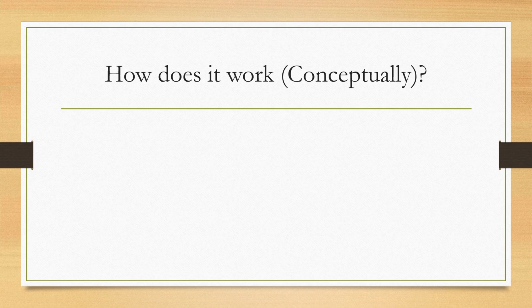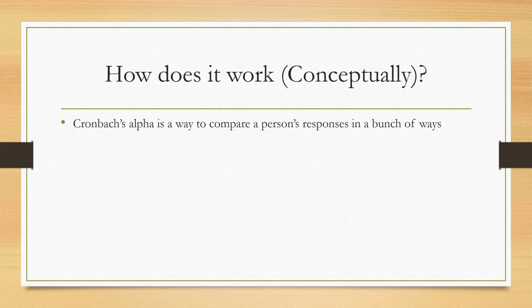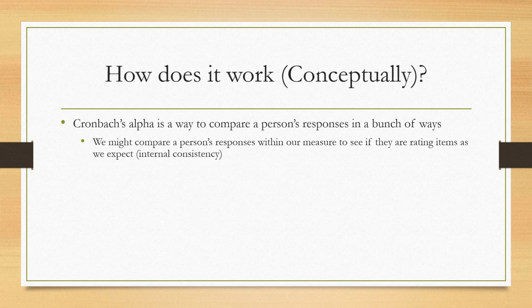So how does Cronbach's alpha work conceptually? I'm not going to go into the math on this, but we can understand how it's being used so we can interpret it. Cronbach's alpha is a way to compare a person's responses in a bunch of different ways, but we're looking at an individual's response. So we might compare a person's response within our measure if we want to see that they're rating items as we expect. If we are creating a measure that measures one particular thing across different questions, we would expect them to be rating higher or lower based on whatever it is that they are rating.